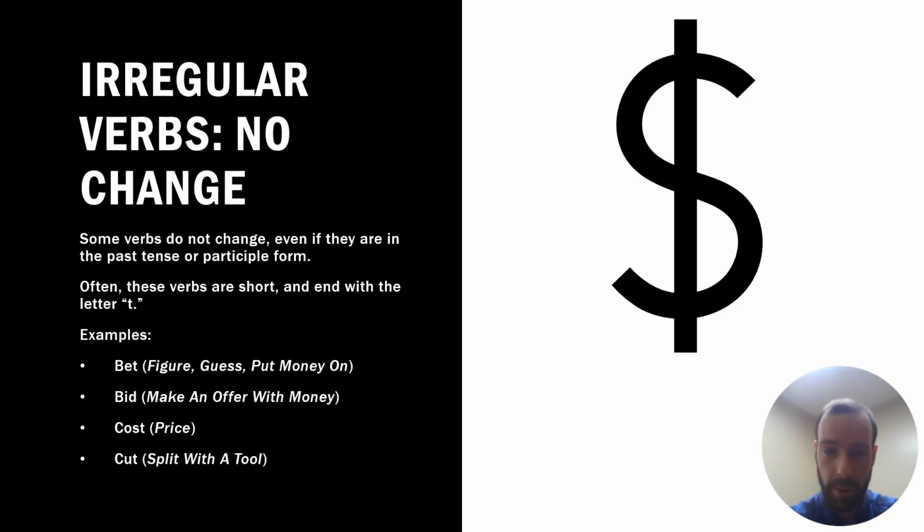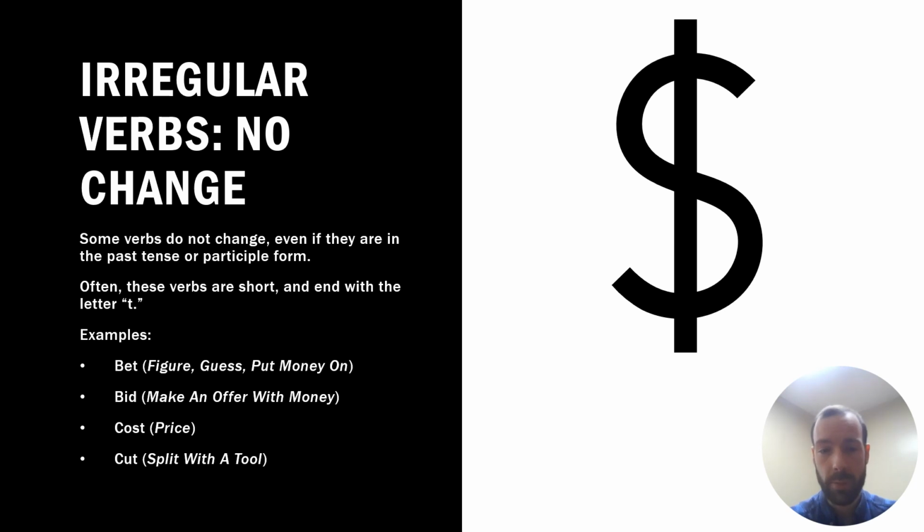Cost, another money word, is another word for price, referring to how much something is worth or how much something is selling for. And it does not change like the rest of the verbs. We don't say costed. We just say cost when we're talking about something in the past tense. So that pizza cost him $10. We don't say costed. There's no ed. We just say cost. It doesn't change at all.